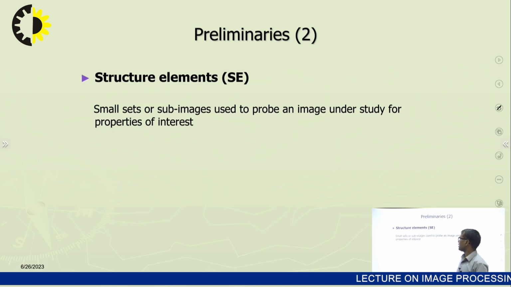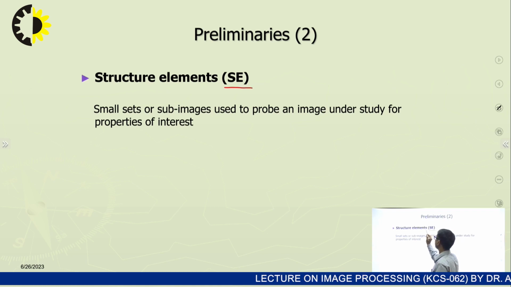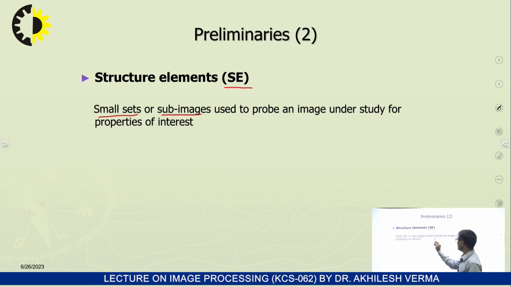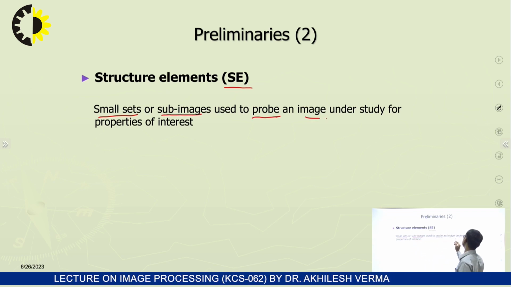Now, another important thing that we need to understand in morphological image processing is the structuring element. It is a small set, meaning a sub part of an image, that is basically used to probe an image under study.